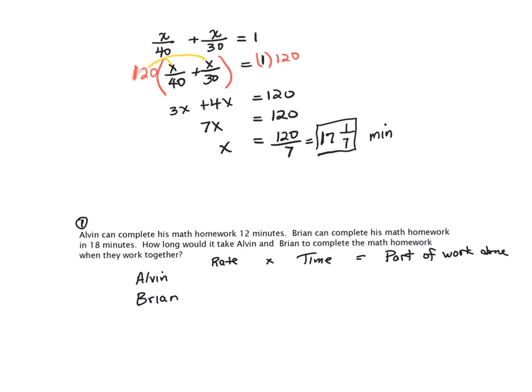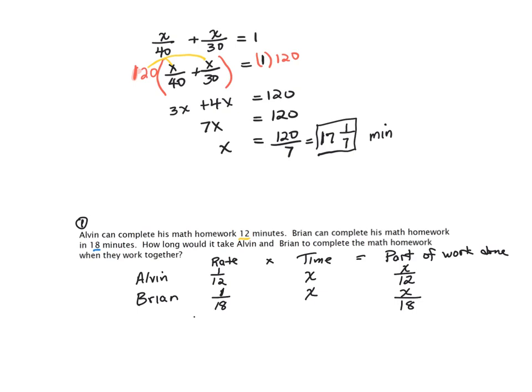So the first thing we have to figure out is what is Alvin's rate? Well, it takes Alvin 12 minutes to complete his homework by himself, so his rate is 1/12. It takes Brian 18 minutes to complete the homework by himself, so his rate is 1/18. So how long will it take them to complete the math homework when they work together? Well, that's what we don't know. So we'll call that X. And X is the same time for both Alvin and Brian. So the part that Alvin completes is X/12, and the part that Brian completes is X/18.